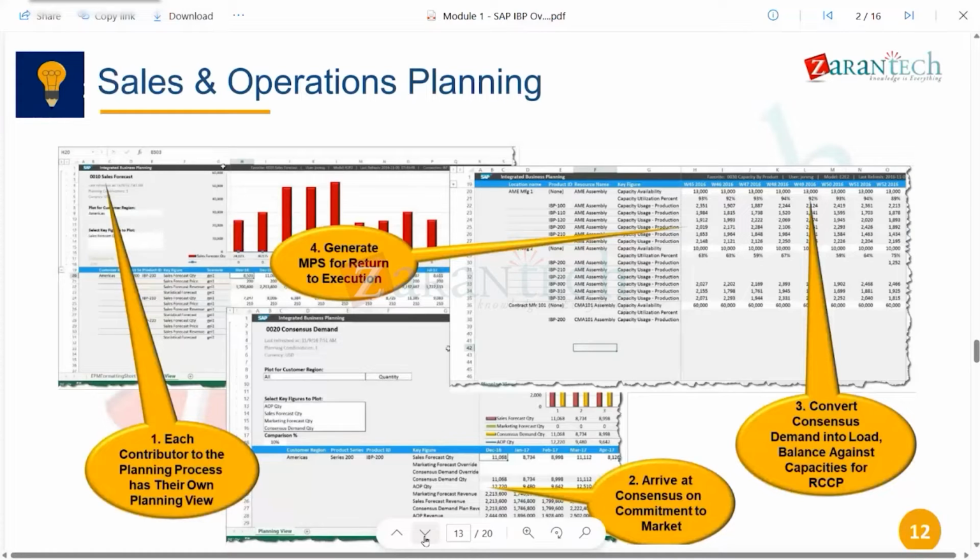So all these decisions are taken at the operational level by the operational planning group in the IBP, and the plans are finalized and executed and then communicated to the production team.